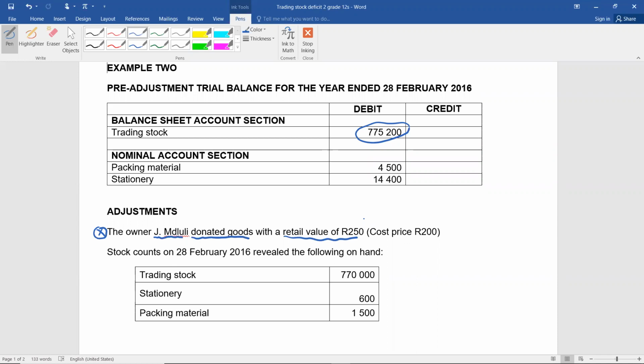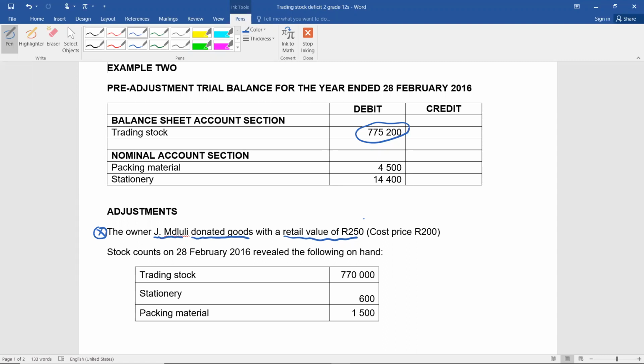If I recognize it at 250, I'm simply saying that the whole 250 was my cost price. Remember, donation of goods is simply taking the goods and giving them to somebody else. So you will always lose. The only thing that you lose is the cost price that you paid for those goods. Someone might say there's an opportunity cost of 50 Rand. Well, right now, you need to know that goods donated will always be measured at cost price. The rest you will learn when you get to varsity.